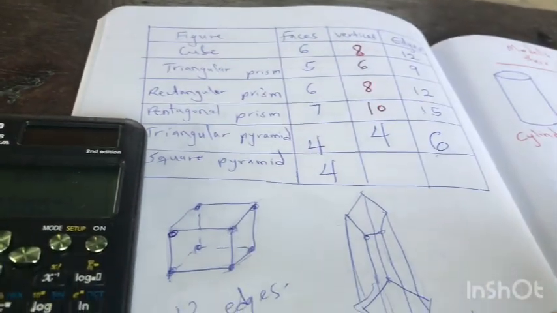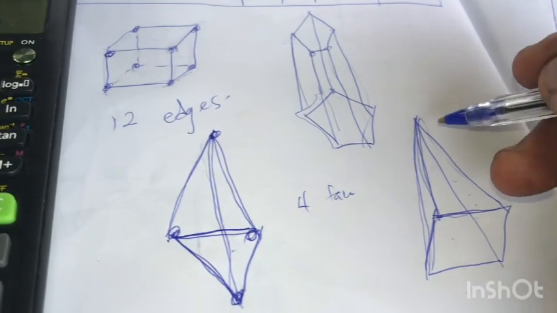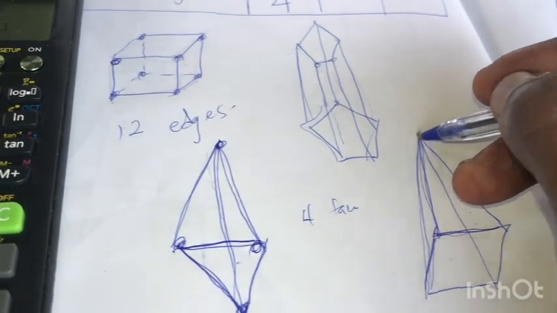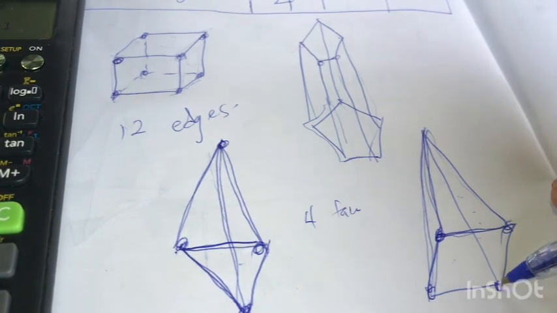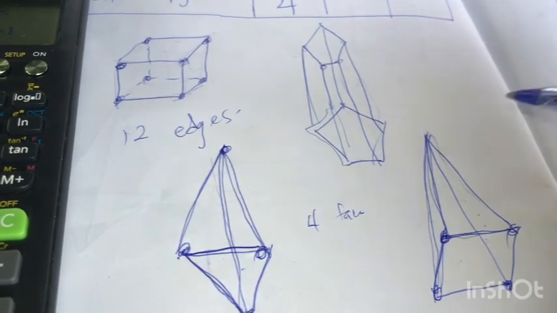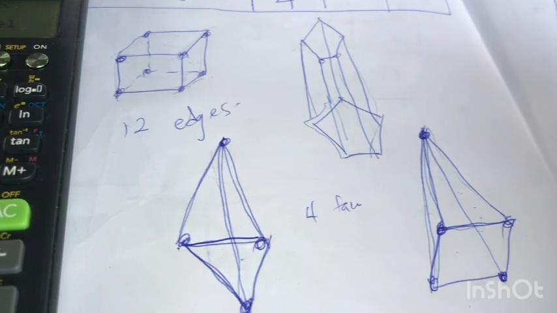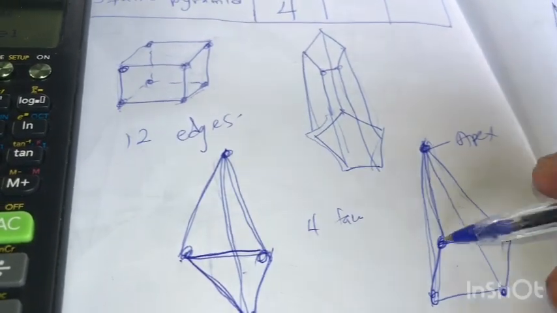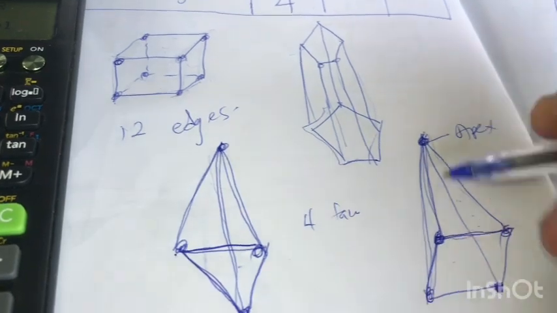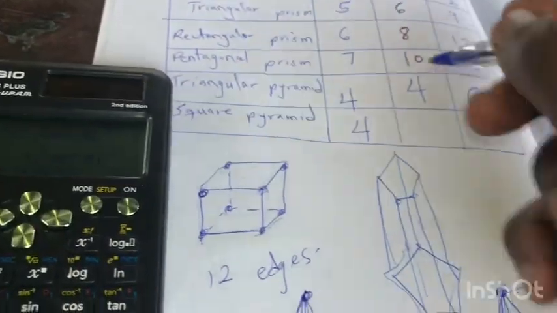How many vertices? Please, let's count. That's the corners. We have 1 down, 2, 3, 4, and what? 5. This vertex is called the apex. It's also a vertex. Okay, so 1, 2, 3, 4, 5 vertices. So 5.